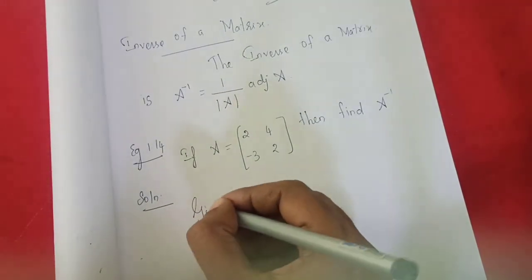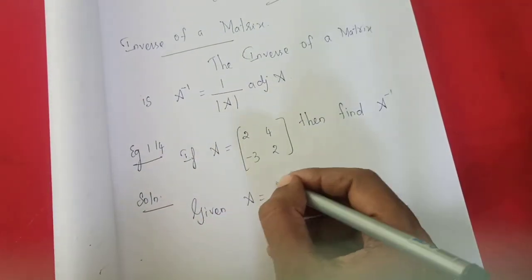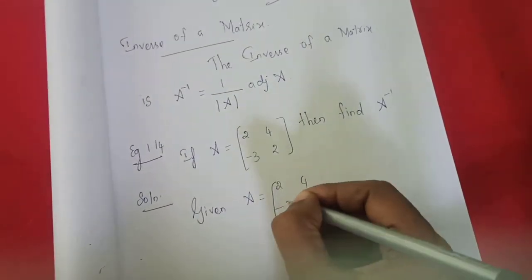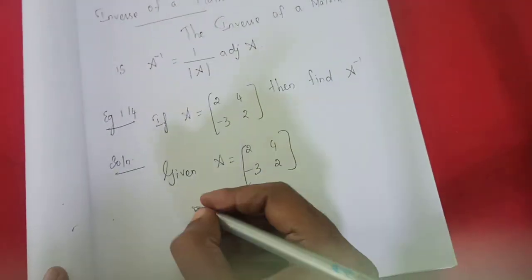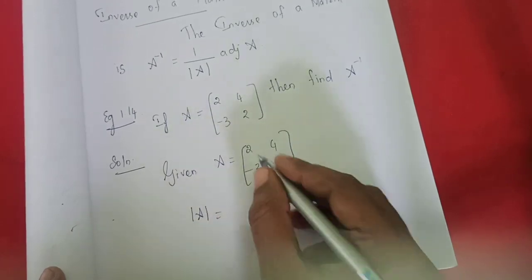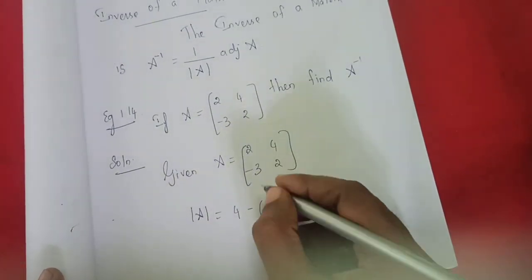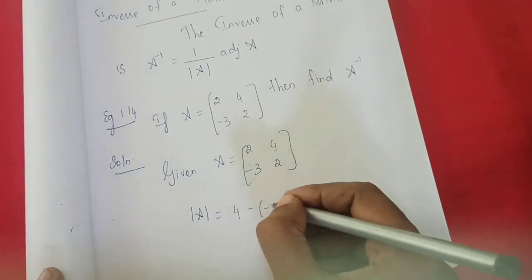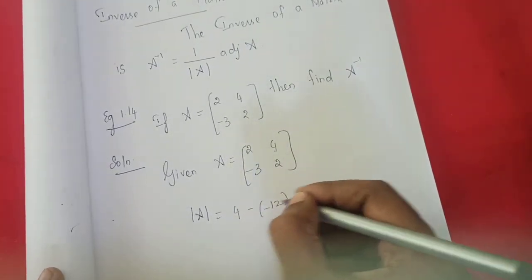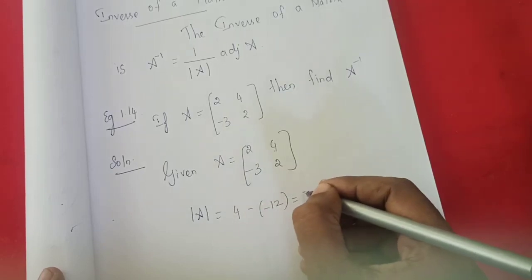Solution. Given A is equal to [2, 4; -3, 2]. Find the determinant of A, which is 2 into 2 is 4, minus of minus 3 into 4, means minus 12. So minus into minus is plus. So 4 plus 12 means 16.